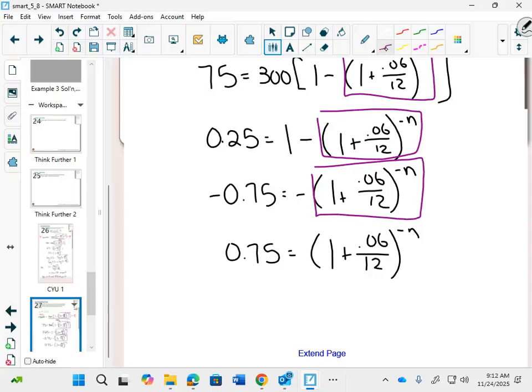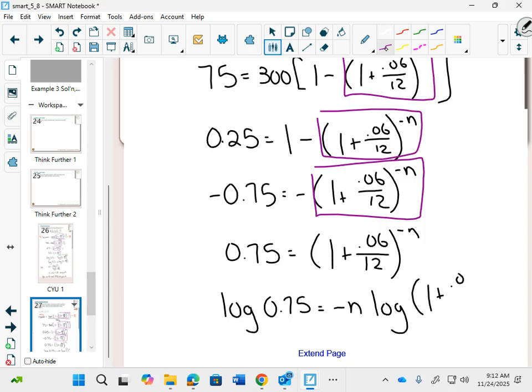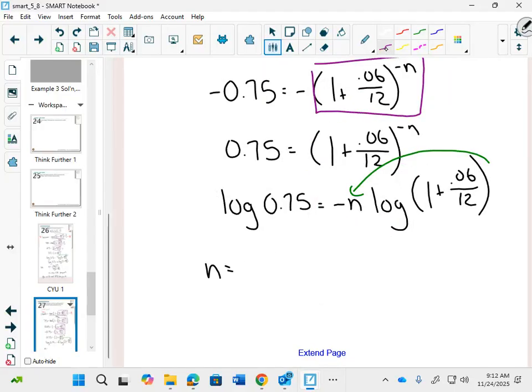Now I can take the log of both sides. I can get 2 marks for this step at once. Bring the exponent out in front. Here's a 2-mark step because I took that exponent and used my log law and brought it out in front. Now to get n by itself, I have to divide by the negative and the log.